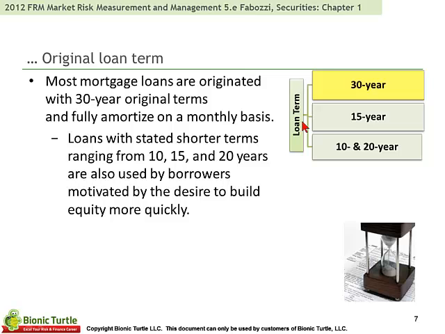The original loan term is obviously a feature of the loan, and traditionally most loans that have been originated are 30 years. And then keep in mind too, in regard to a 30-year mortgage loan, that our standard assumption, unless told otherwise, is that it fully amortizes on a monthly basis. What does that mean? That means principal is getting paid off the whole way through. And then the text makes reference to the 15-year is also popular, and then we can also have a 10 and 20-year original loan term.